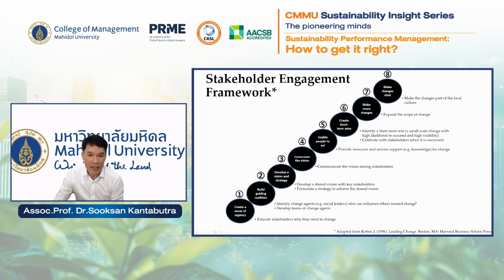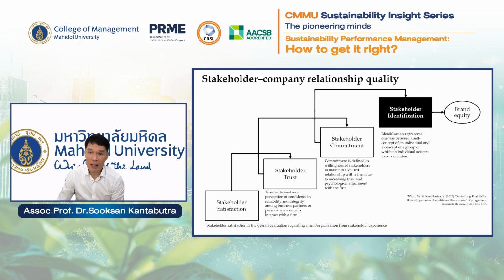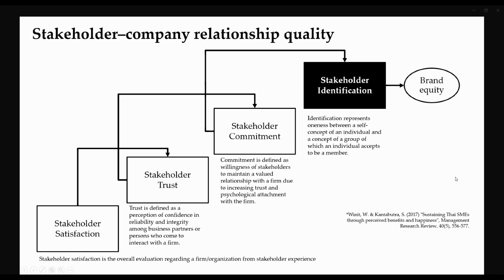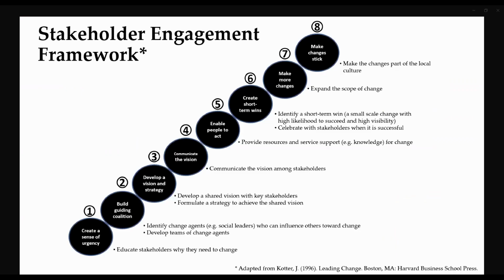I'm not going to go into detail, but if you are familiar with Kotter's stages of change, this is what it is. You can look at that and come back to revisit the stakeholder engagement framework here. At the end of the day, if you actually adopt this, you're going to get to this level of company and stakeholder relationship quality, meaning that they would identify themselves with you. So that is the stakeholder engagement framework.